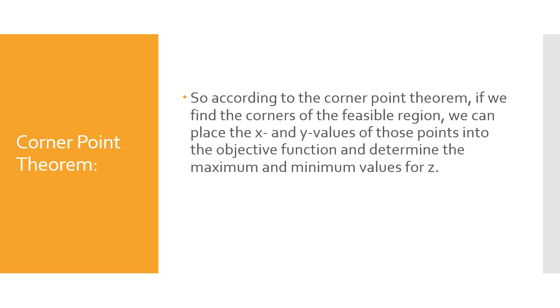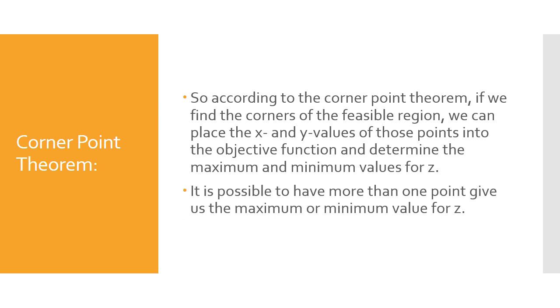So according to this theorem, if we find the corners of the feasible region, we can place the x and y values of those points into the objective function and determine maximum and minimum values for z. And it is, again, possible to have more than one point give us the maximum and minimum values.